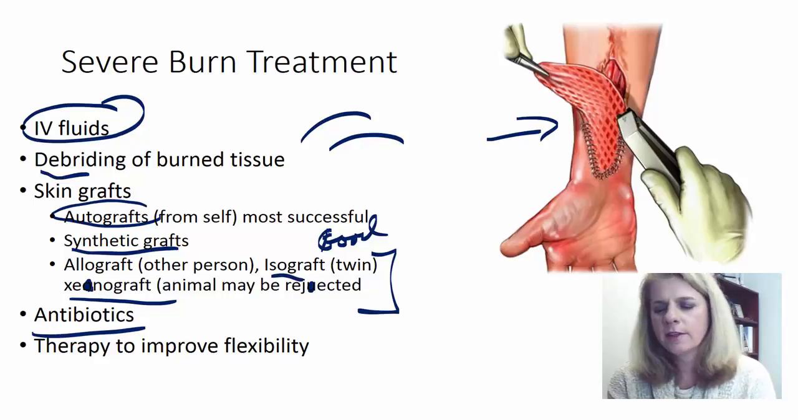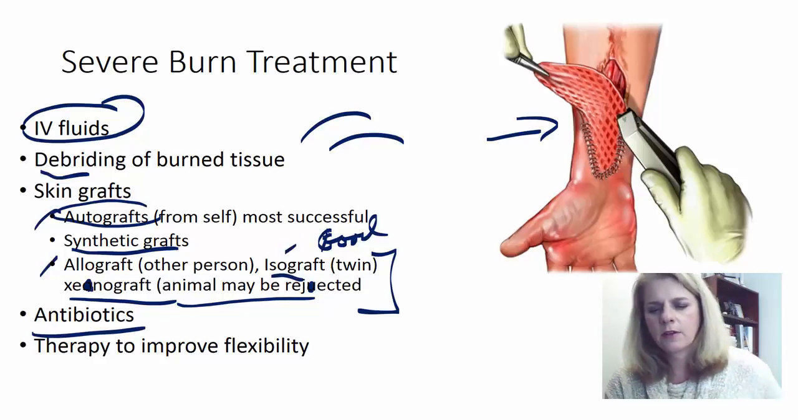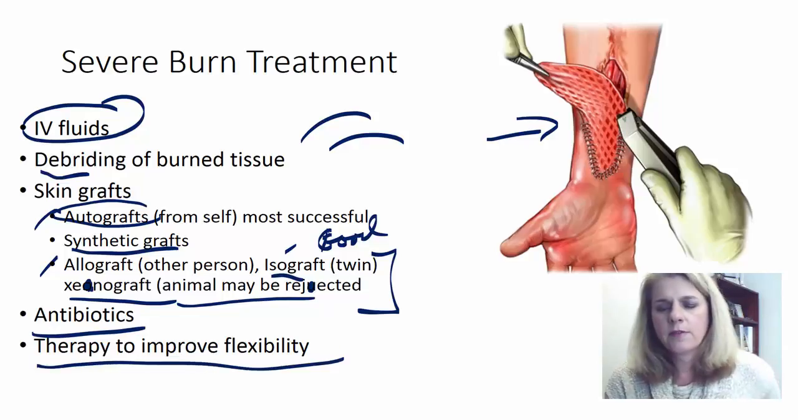A xenograft is from an animal. Okay, so it also may be rejected. So maybe pig skin or something like that. So those are the different types of grafts: autografts, allografts, isografts, and xenografts. So autografts are your most successful. And then last but not least, you've got to have therapy.